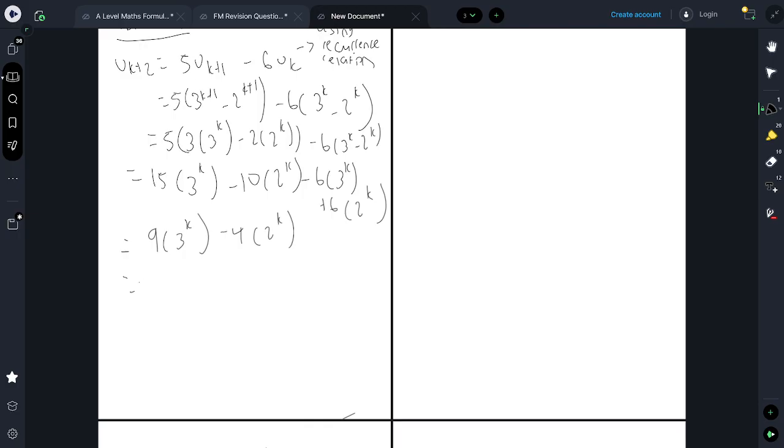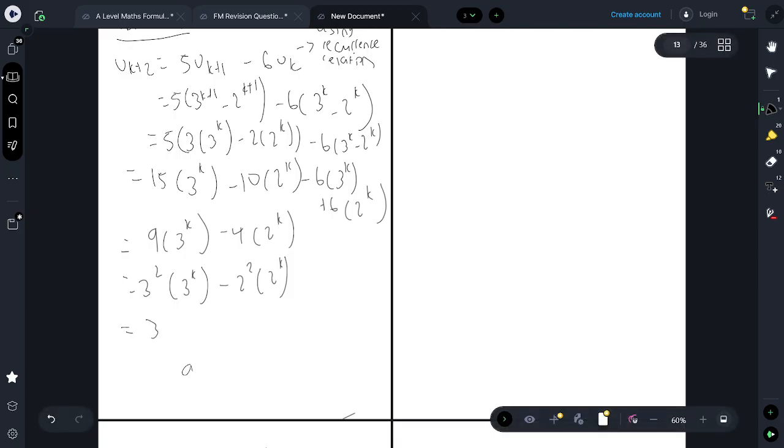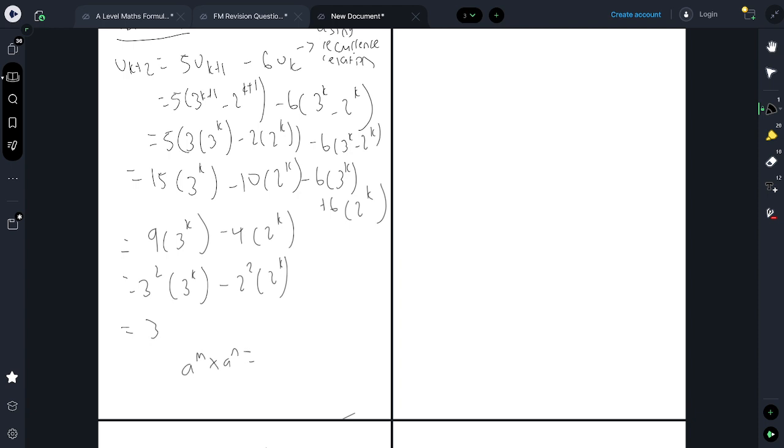Let's write this in terms of 3. That's going to be 3 squared, 3 to the k, minus 2 squared, 2 to the k. And this is going to be that. So remember, if we are timesing a to the m times a to the n, if we have the same base, a, and we times two different powers, we add them together, right? That's our index law. So 3 squared times 3 to the k is simply 3 to the k plus 2. And likewise with this, minus 2 squared times 2 to the k, that's going to be 2 to the k plus 2.